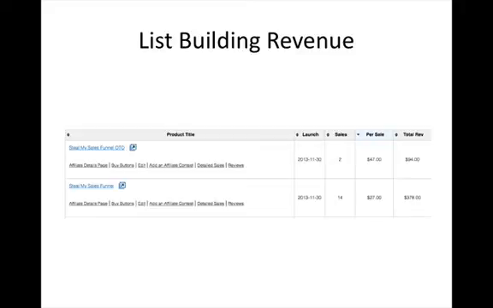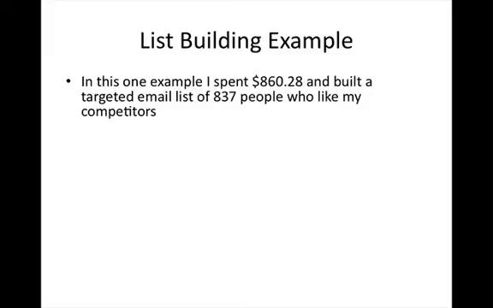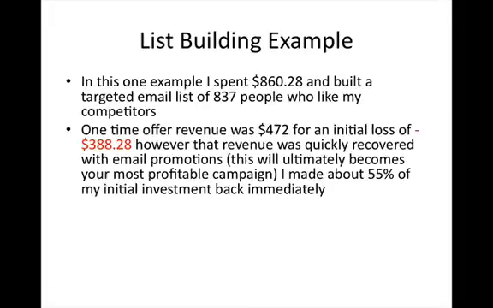So that gave me an initial revenue right off people signing up to my list. They come from the Facebook ad, they sign up to my list, and then I brought in $472, just immediate, like instant revenue. So with that, now keep in mind, I spent $860. I brought a very targeted email list of 837 people who like specific competitors of mine. So my one-time offer revenue was $472.